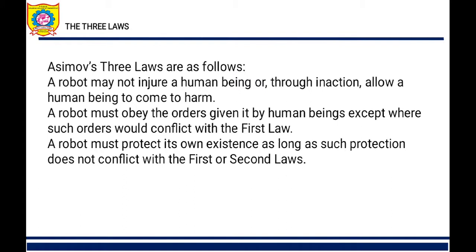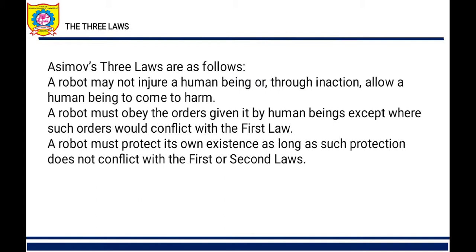Secondly, a robot must obey the orders given by human beings. While obeying the orders, it should pay attention that such orders do not conflict with the first law. Again, if a human being orders it to go and harm another human being, this is not allowed for the robot. So it should obey human beings, but the first law should not be disrupted.